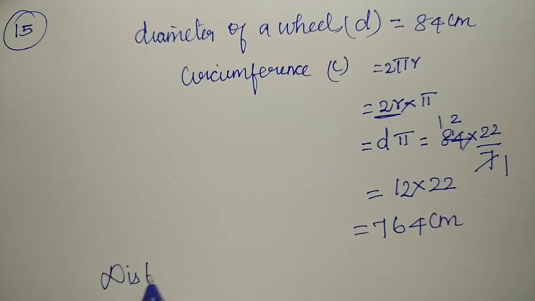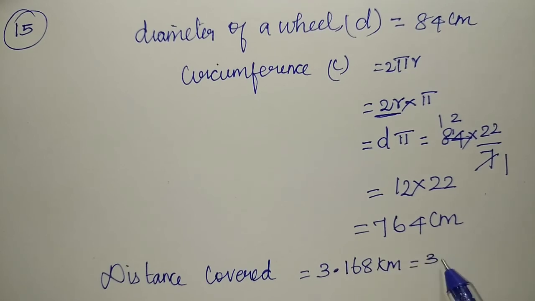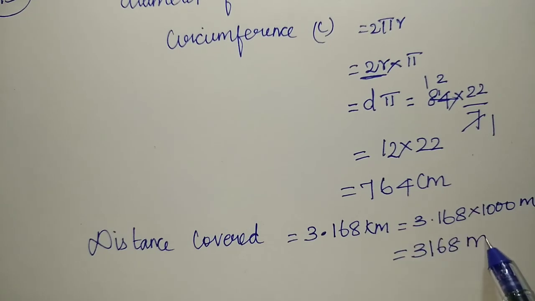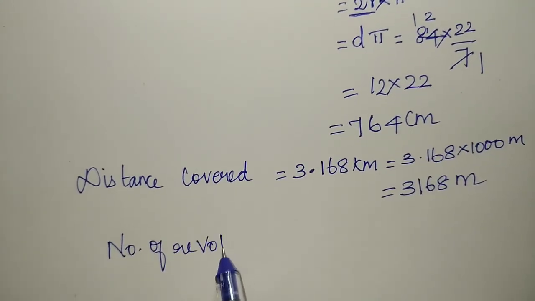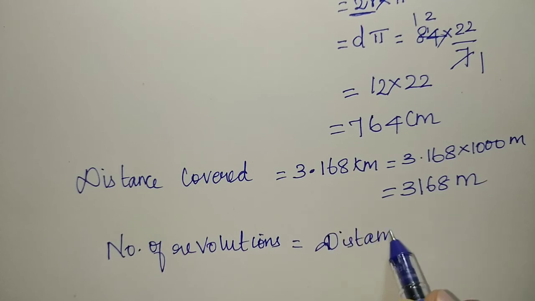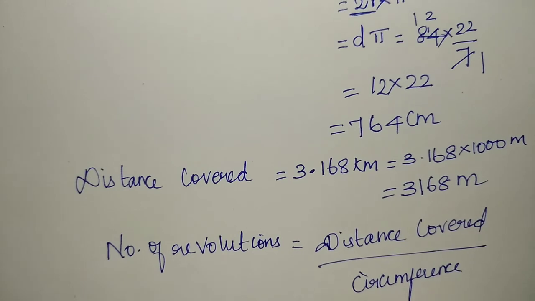In the question it is given that the distance covered is equal to 3.168 kilometer. Convert into meter. How to convert into meter? 3.168 into 1000 meter. So you will get 3168 meter. Number of revolutions. The formula to find the number of revolutions is equal to distance covered divided by circumference.